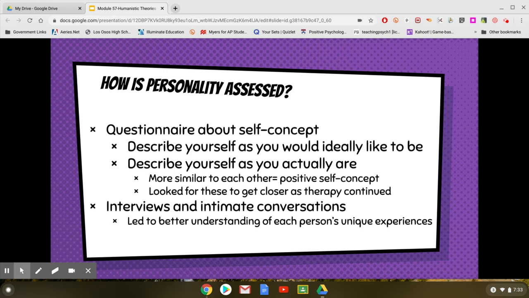And again, the way they answered these questions was through interviews and conversations. So it wasn't a questionnaire, it wasn't like a BuzzFeed quiz, it wasn't look at this picture and tell me. It was simply a conversation or an interview between people. Rogers would say that led to better understanding of each person's unique experiences rather than taking it down to some check boxes.